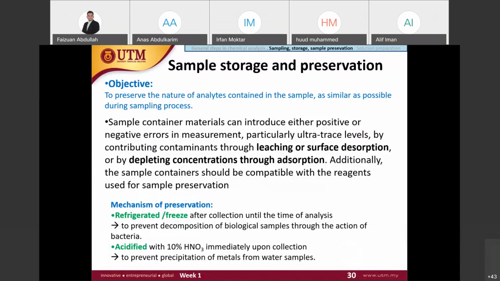Anas or Anas? Who answered? Yeah, Anas or... No, not me. Me, sir. Who? Ifan. All right, Ifan. Okay. Ifan told us that we have to bring it to the lab. Yes, that's the answer. Okay, that's true.